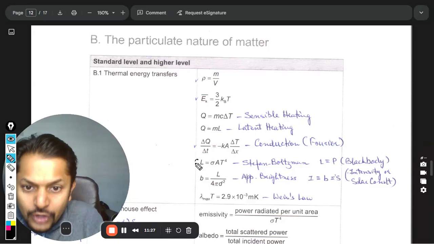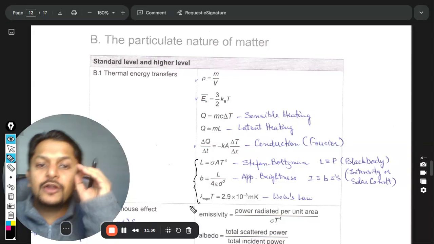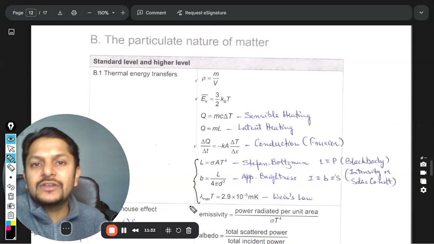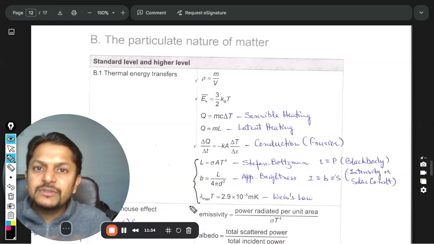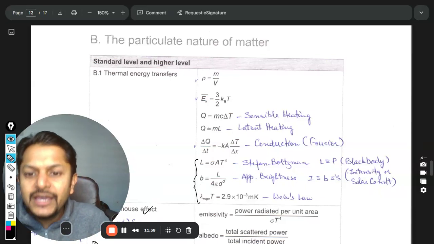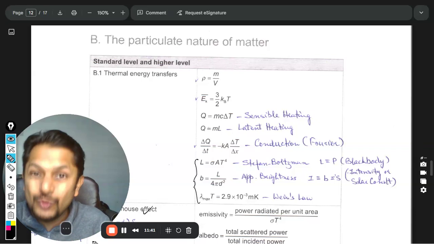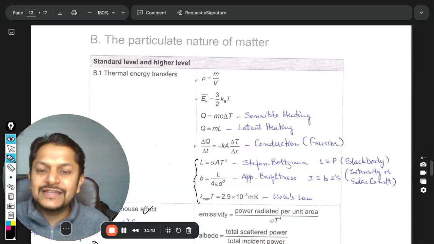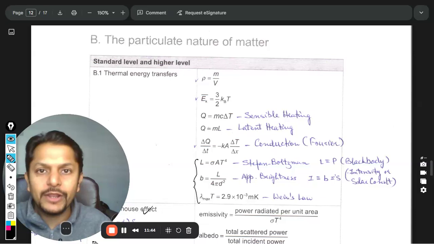Now let us concentrate on radiation. Radiation has always been important for IB, not only for this syllabus but for the previous syllabus also, because the same formulas we are going to learn in the greenhouse effect, that is the topic B2. So of course this part is very, very important. Now, what is happening here?